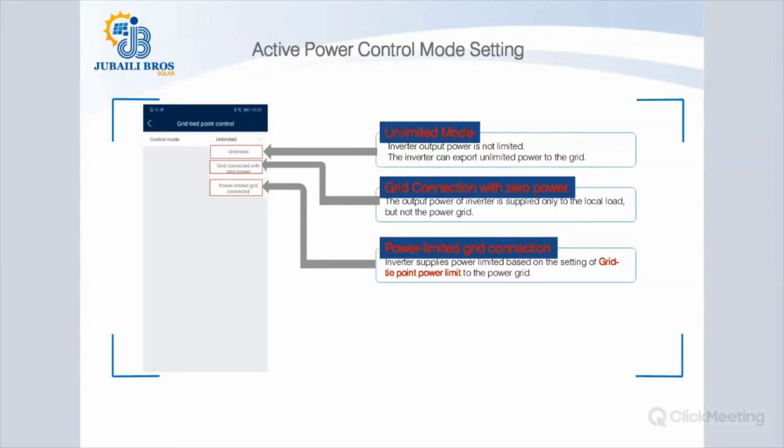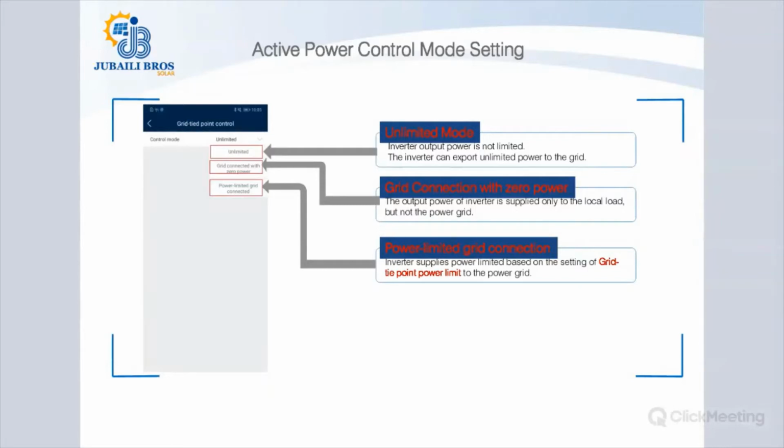The first option is the unlimited mode. The unlimited mode means that the inverter is not restricted to any output power, and the generation is not limited. So the inverter can export unlimited power back to the grid. In case of the zero export, we will click on the option grid connection with zero export. The output power of the inverter will be only supplied and restricted by the load, and nothing will go back to the grid.